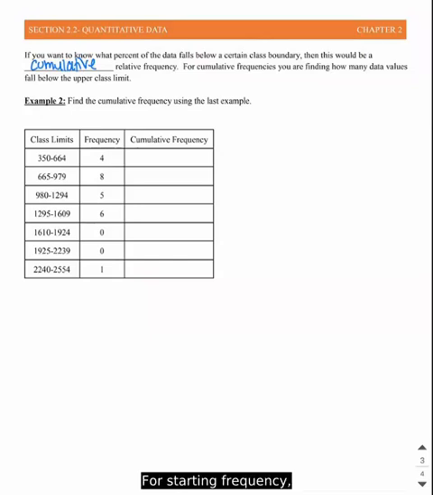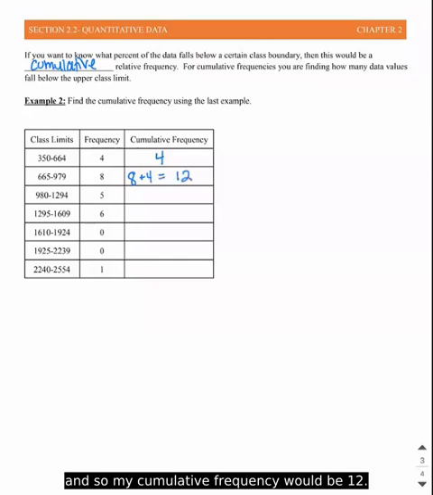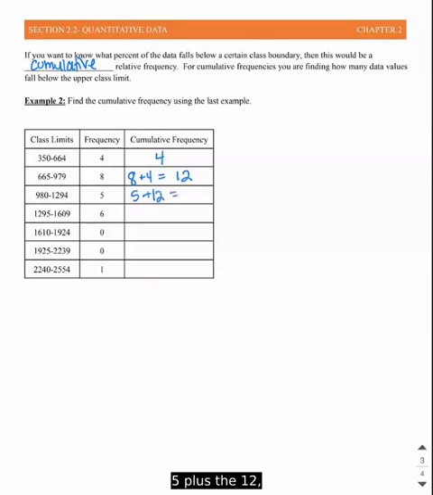So we take anything from the previous upper class limits. For the starting frequency, the first class only has a frequency of 4. So my cumulative frequency would be 4. For my second class, we take its frequency and anything above it. So we take the 8 plus 4, and so my cumulative frequency would be 12. For my third class, I'd take the 5 and anything from above. So 5 plus the 12, which we get from the 4 and the 8. So I'm going to get 17.